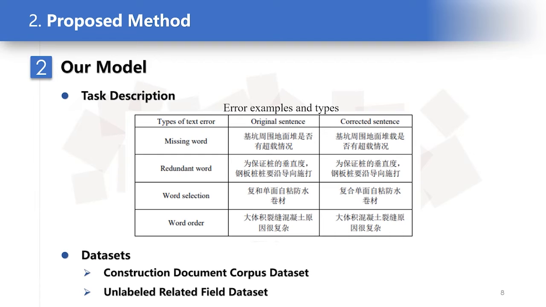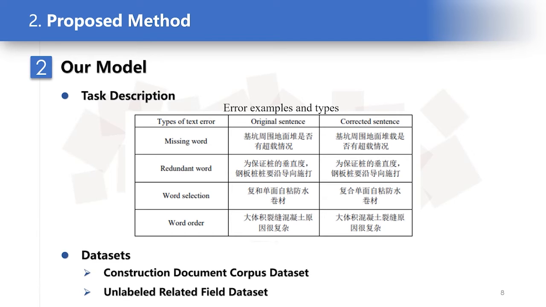We select 5,400 representative sentences and divide them into 5 groups, each with about 1,000 sentences. No modification is made to one of the groups, and the other 4 groups are artificially modified according to the above 4 types of errors. We name this corpus the construction document corpus dataset and regard it as a target dataset, which is used to verify the model's ability in text error correction in the construction industry.